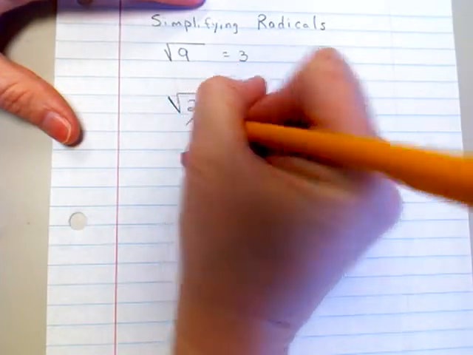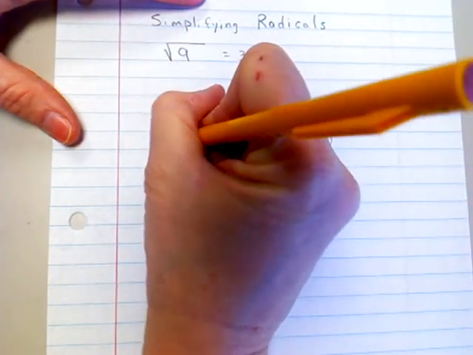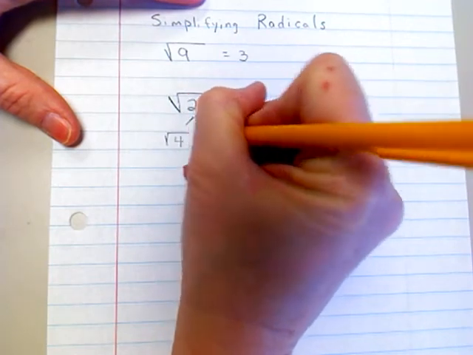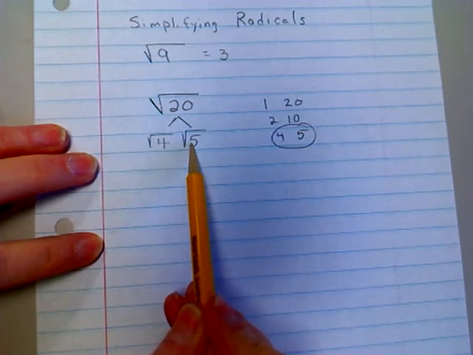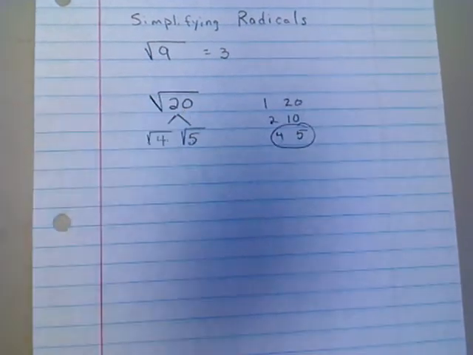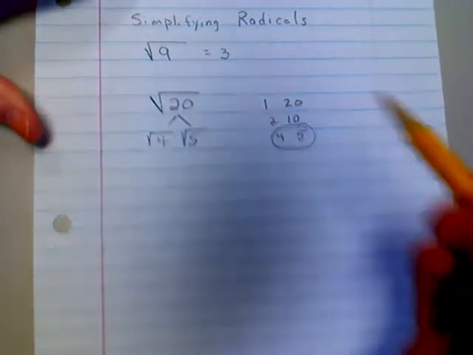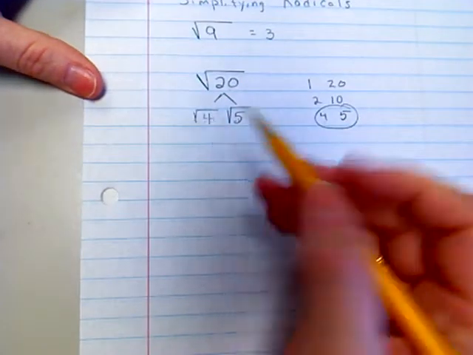So we're going to do square root of 4 times the square root of 5. Because 4 times 5 is 20. So this is the same thing as this. So now I can simplify because the square root of 4 is 2.